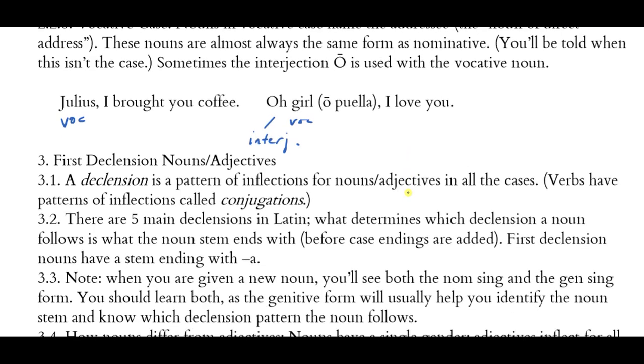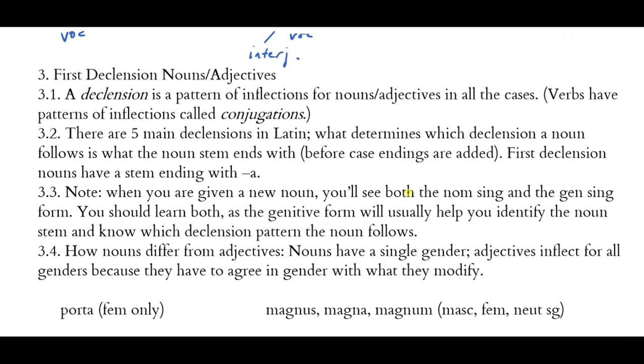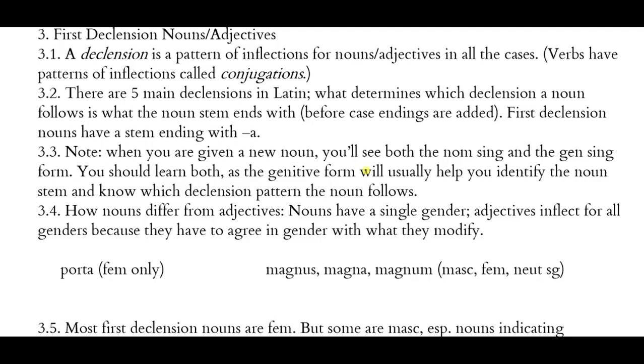Now, let's talk about first declension nouns and adjectives and the pattern that they follow. A declension is a word we're going to use a lot. A declension is a pattern of inflections for nouns and adjectives in all the cases. Verbs have patterns of inflections called conjugations. Nouns and adjectives have declension patterns. So we could talk about conjugating verbs, but we decline, it's related to the word declension, we decline nouns and adjectives by indicating all their case forms.